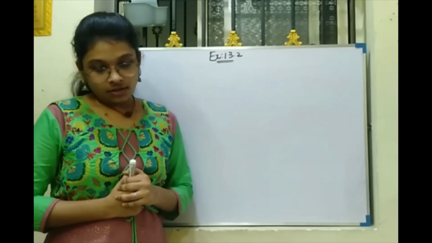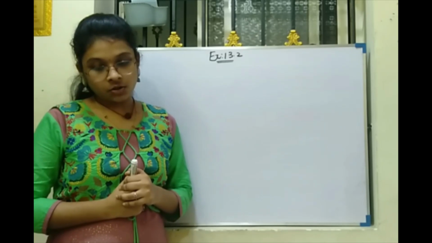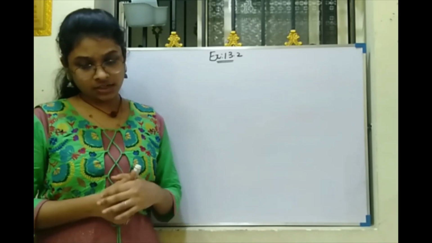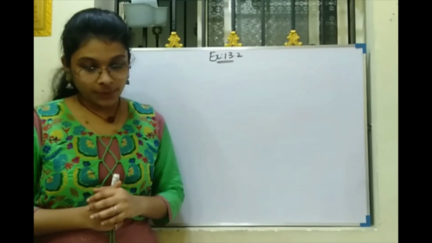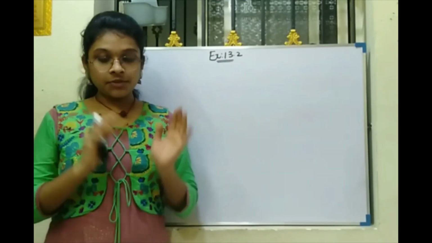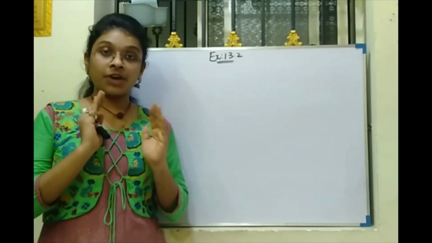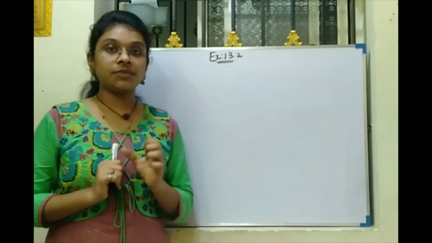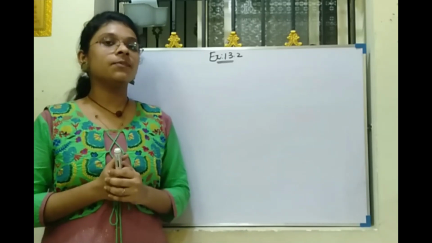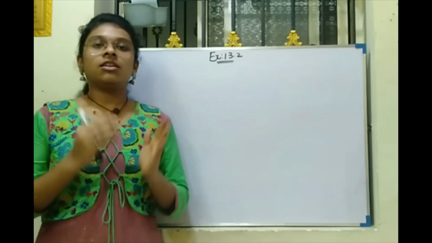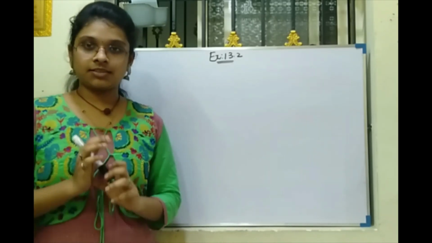Question number 1. The curved surface area of a right circular cylinder of height 14 cm is 88 cm squared. Find the diameter of the base of the cylinder. Okay, they have given the height 14 cm and the curved surface area 88. Now we have to find the diameter of the cylinder. What is diameter? 2 times of radius.